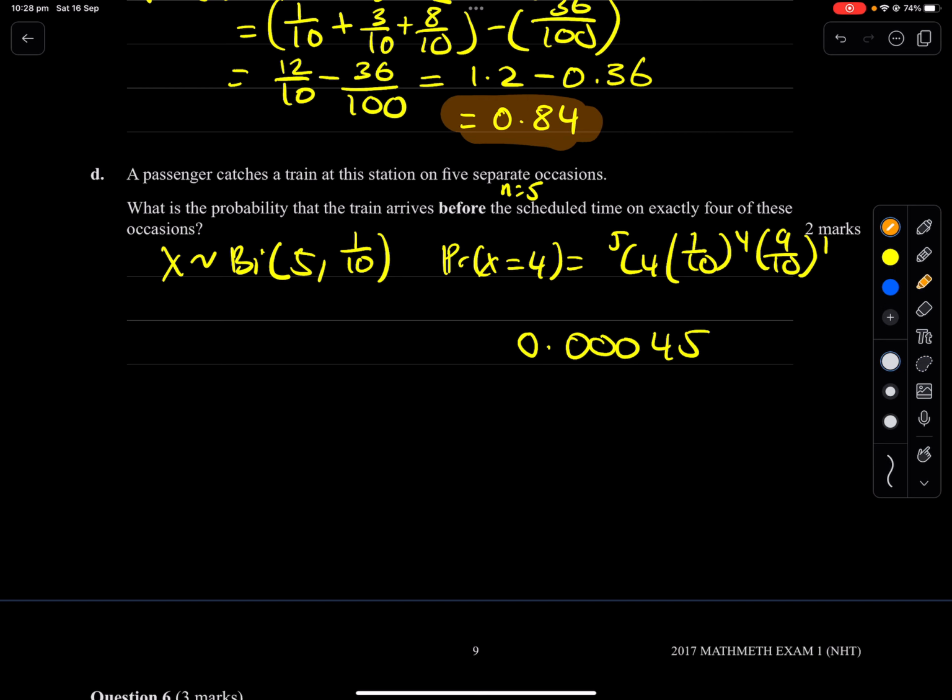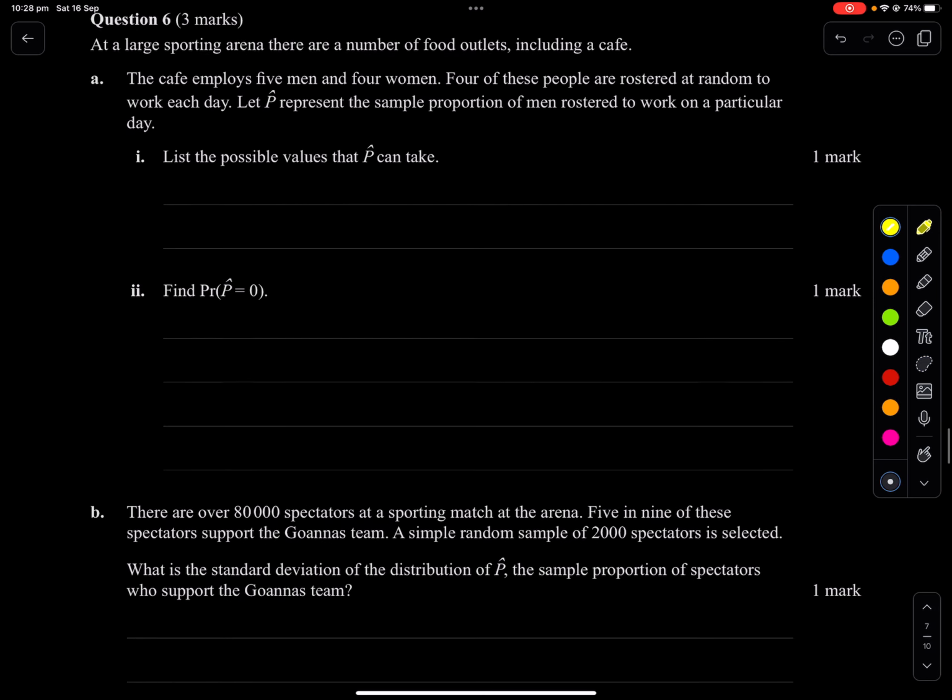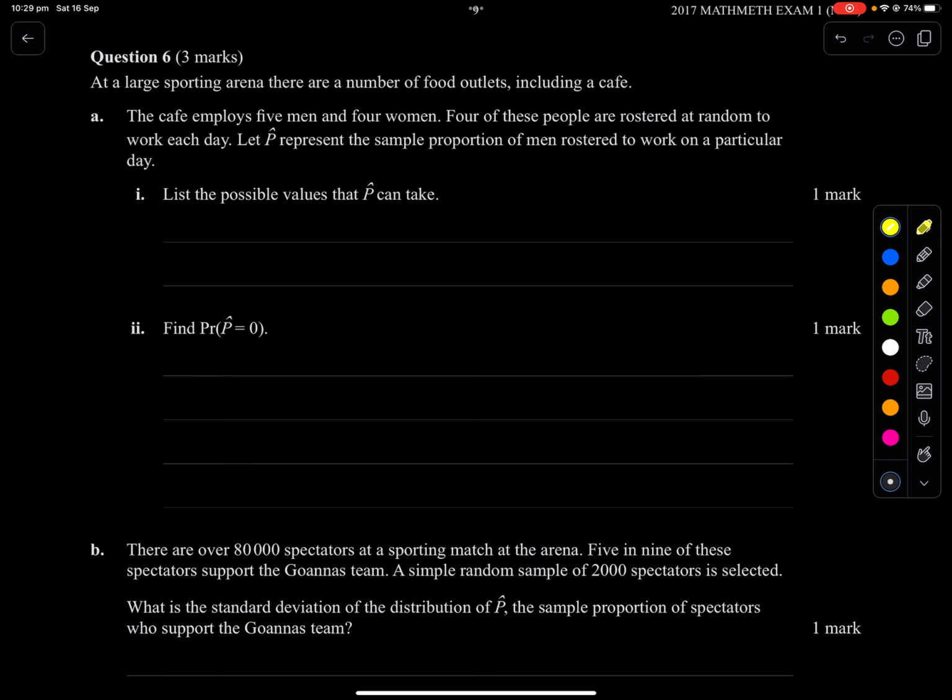Okay. Hope that's right. At a large sporting arena, there are a number of food outlets, including a cafe. The cafe employs 5 men and 4 women. 4 of these people are rostered at random to work each day. Let P represent a sample proportion of men rostered to work on a particular day. List the possible values of P. This is a proportion. So 4 of these people are chosen at random that day, so n equals 4.